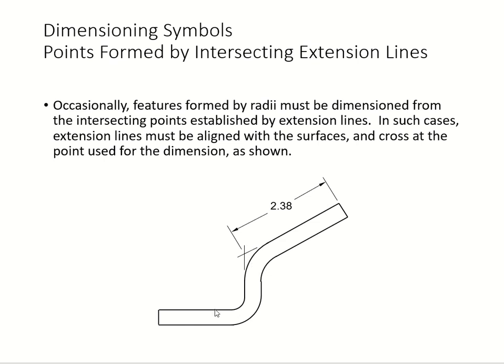See, because the arc is joining the two rectangles right here. So we have 4 arcs right there: 1, 2, 3, 4. In order for us to dimension this value from here to here, because this is a joint between the arc and this feature, we call that the intersection or intersecting points. At that time, we will use this type of dimensioning.